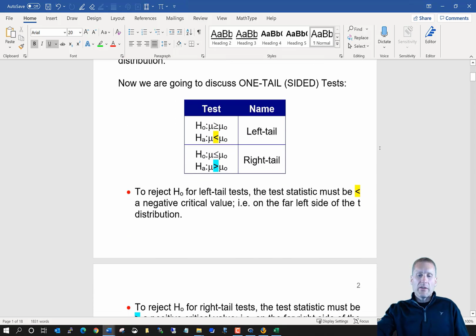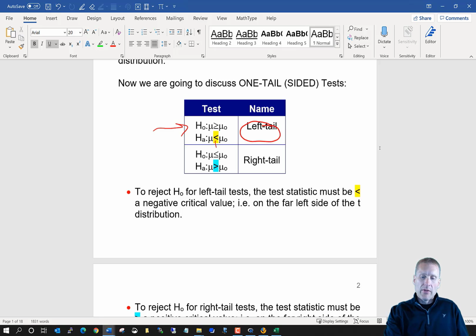So, one-tailed tests. We're testing hypotheses like this. H0 is mu is greater than mu0, where mu0 is some particular number. And HA, I'm sorry, let me restate that to make sure I got it right. H0 is mu is greater than or equal to mu0. HA is mu is less than mu0. This is referred to as a left-tailed test.